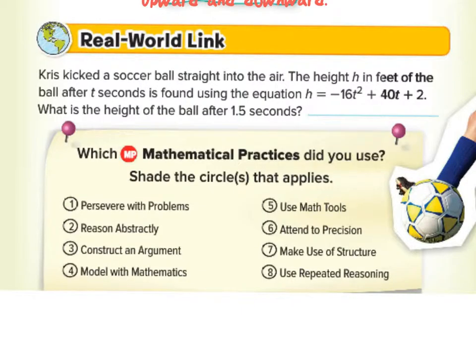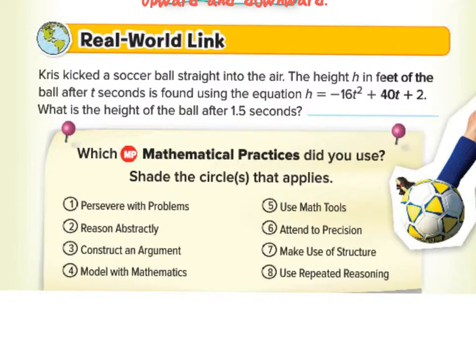Now let's try a real-world example. Chris kicked a soccer ball straight into the air. The height h in feet of the ball after t seconds is found using the equation: the height equals -16 times time squared plus 40 times time plus 2. What is the height of the ball after 1.5 seconds?